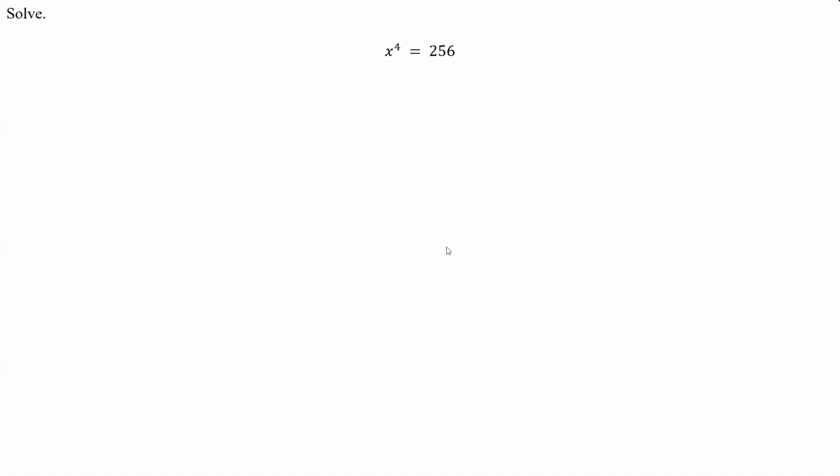All right. So again, we're supposed to solve. This time we have x to the fourth is equal to 256. So what we need to do is take the fourth root of x to the fourth. So we're going to take that to the 1/4, and we're also going to take 256 and raise it to the 1/4 power.